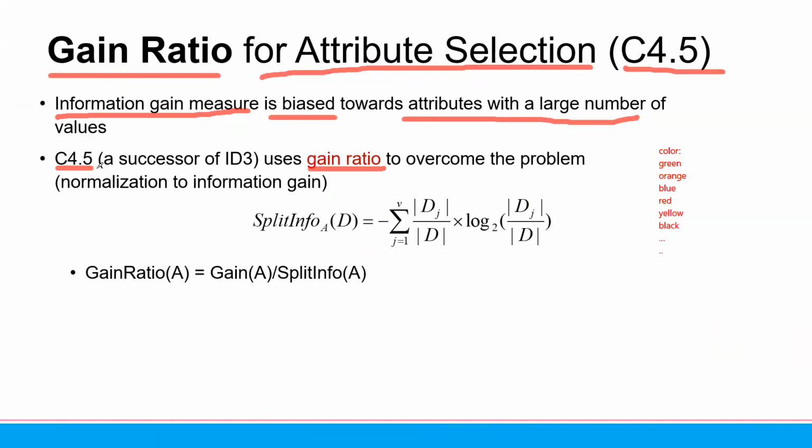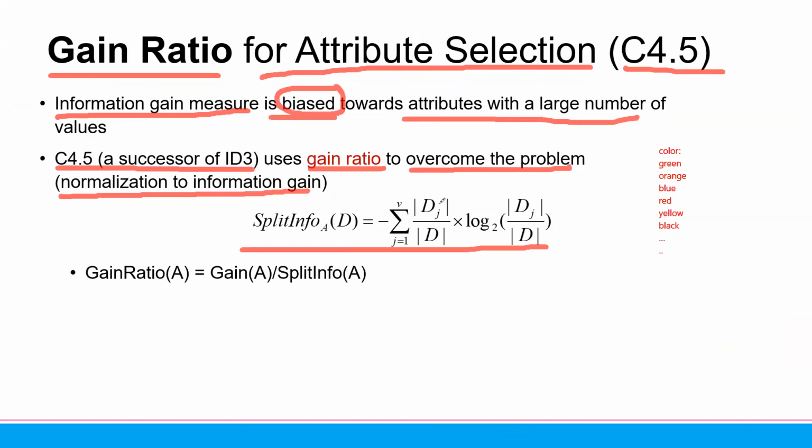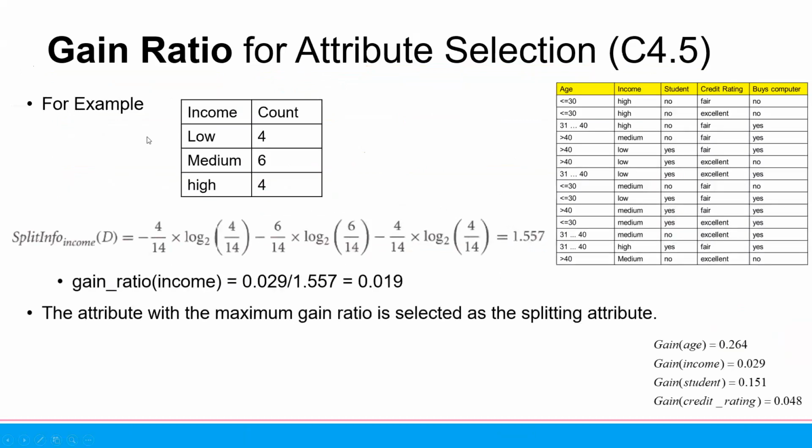C4.5 is the successor of ID3. We use the gain ratio to overcome the problem with this bias. It will do a normalization of the information gain. How can we do this? This is the split info. If you want to learn about this formula, we can get the gain ratio. How can we get this? Let's see the example. So now let me use another attribute. I'm not using age. Let's use income.